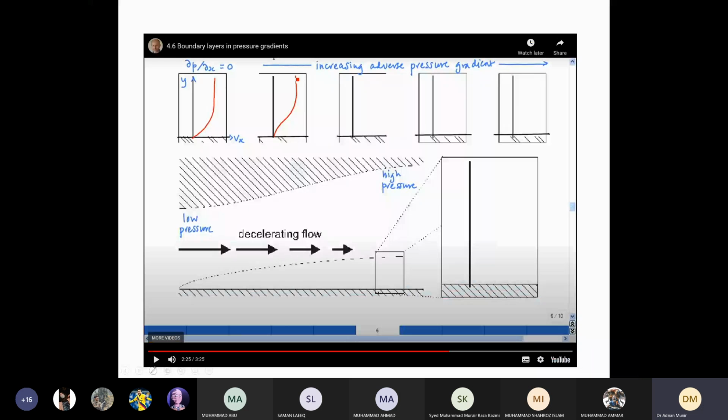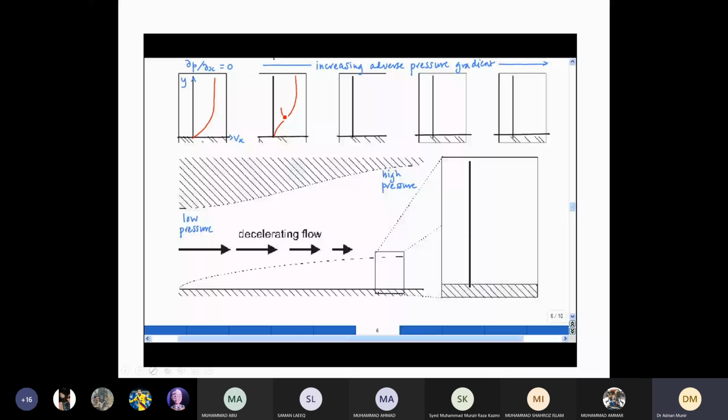Now you can see that here the effect of the adverse pressure gradient is felt near the surface, where you can see that the boundary layer has become narrower as compared to the first one when we did not have any pressure gradient, right? So this is because of the adverse pressure gradient in this case. The free stream velocity. Note that at this point we have an inflection point.